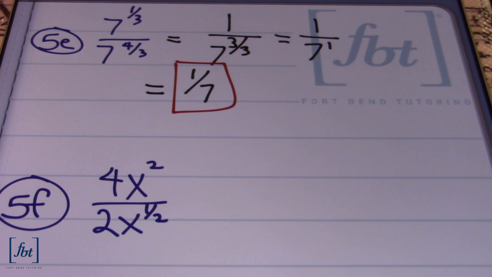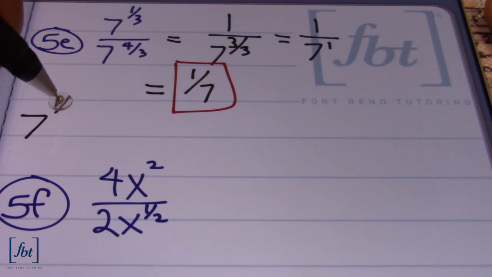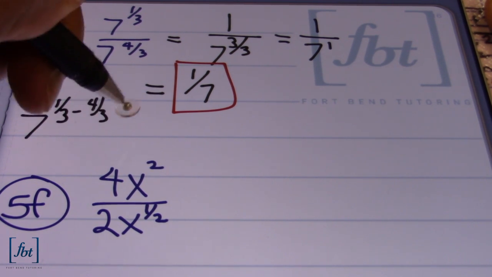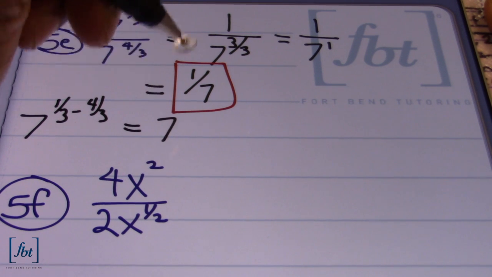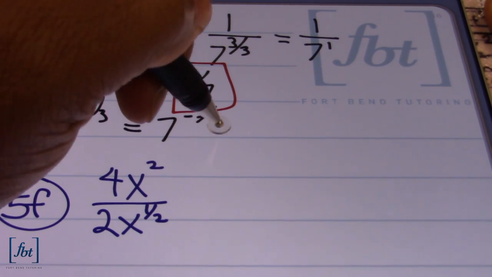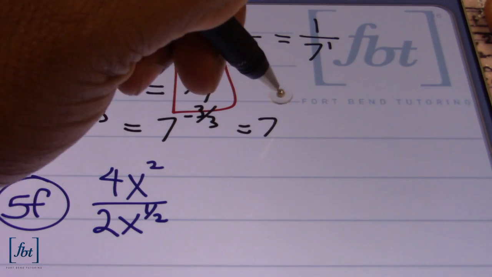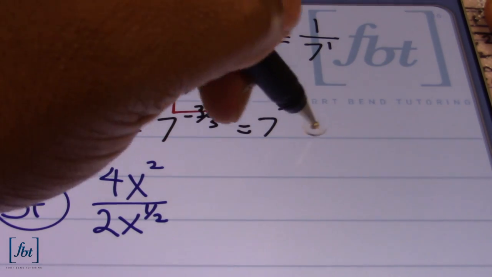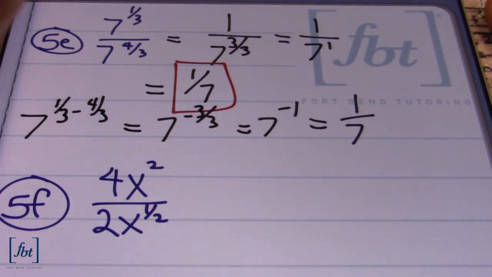Mm-hmm. Yeah, that's it. Now, you could have done the following, I already know. You could have said that this was 7 to the 1/3 minus 4/3. You could have then said that this is 7 to the negative 3/3. You could have then said that this is 7 to the negative first power. And then you could have had your answer of 1/7. I know you could have done that. But I like my method better. All right. But as long as you're getting the correct answer, I'm pleased with you.